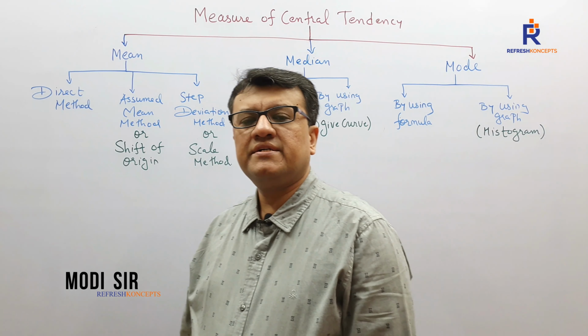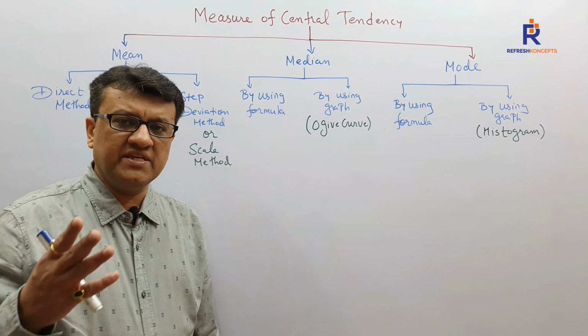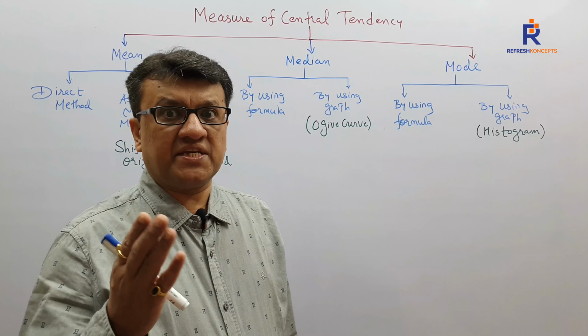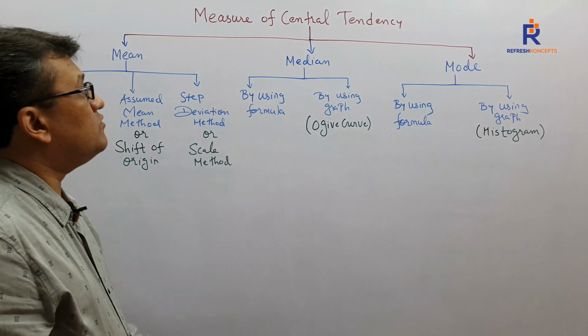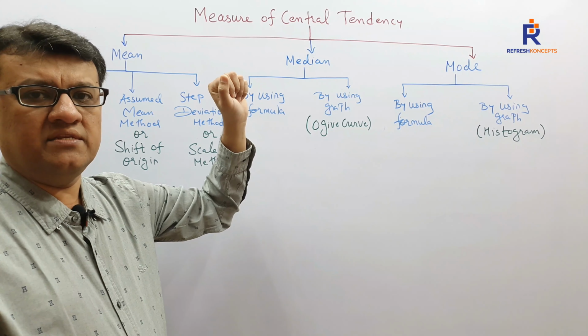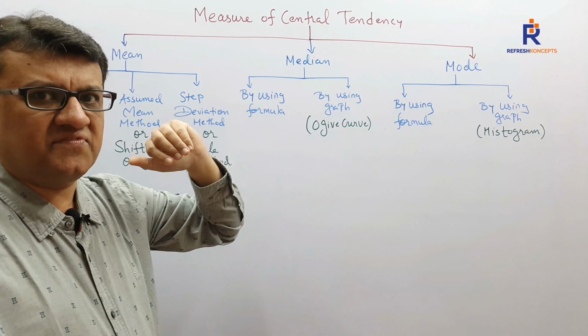We move on to the next chapter, which is termed as measure of central tendency. Even at times it is termed as statistics, right? It's a part of statistics, mind you. Now if somebody has to tell me what is measure of central tendency, what comes under measure of central tendency?